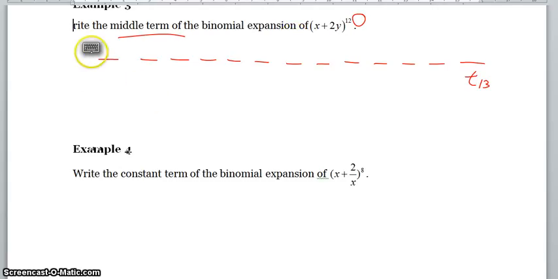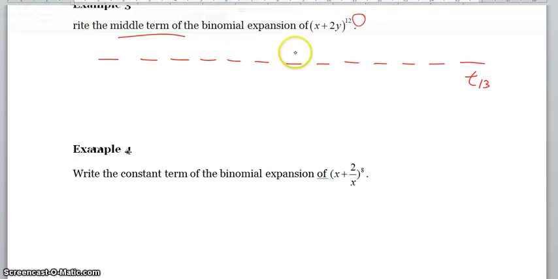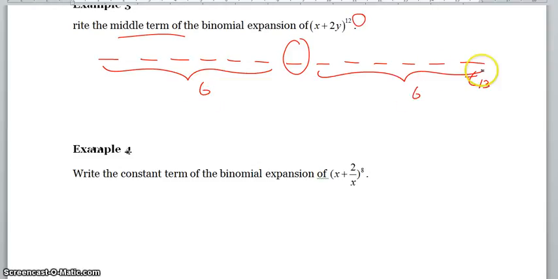So what is the middle term among these? If you have 13 terms, the one in the middle is here. There will be 6 above it, 6 below it, so there's one term in the middle. Together there are 13 terms. So to find the position, it's always your number of terms divided by 2 plus 1. So this term is the seventh term. This question is just asking you what's the seventh term.